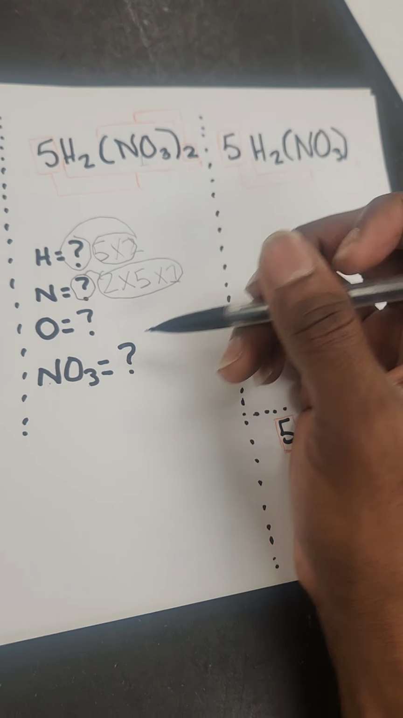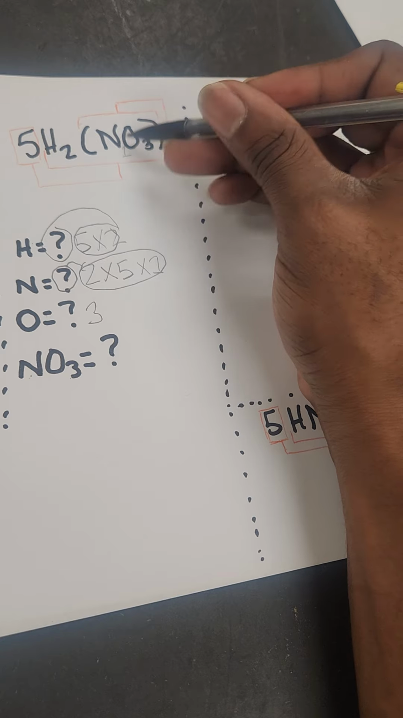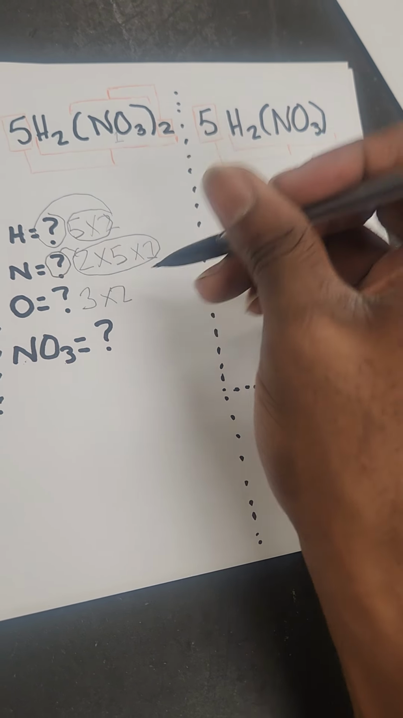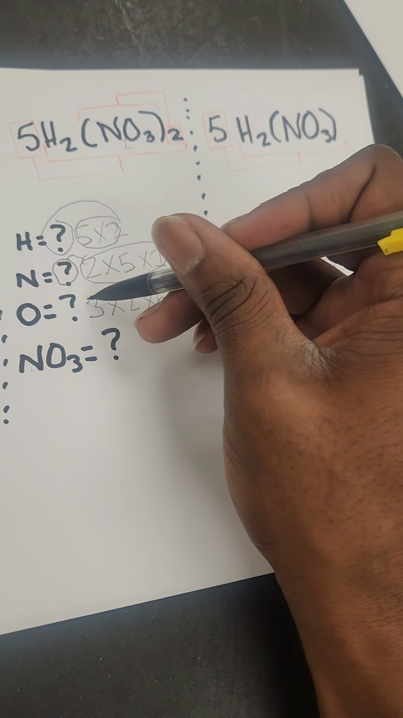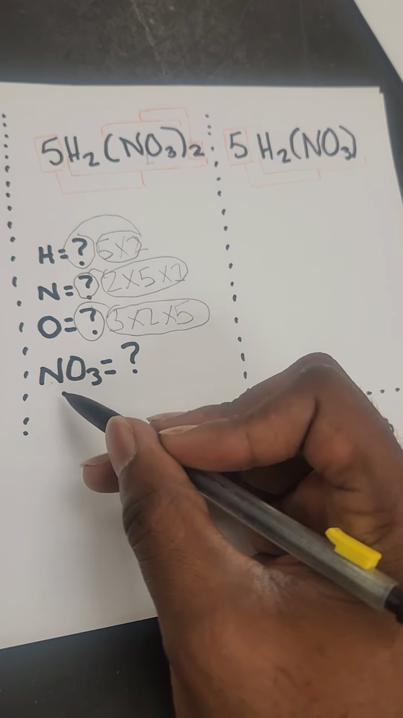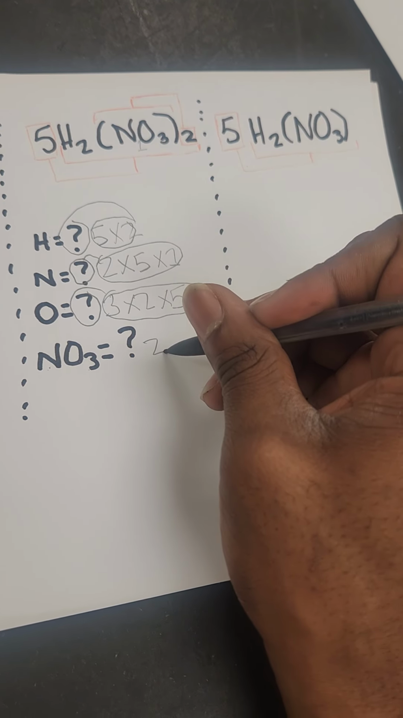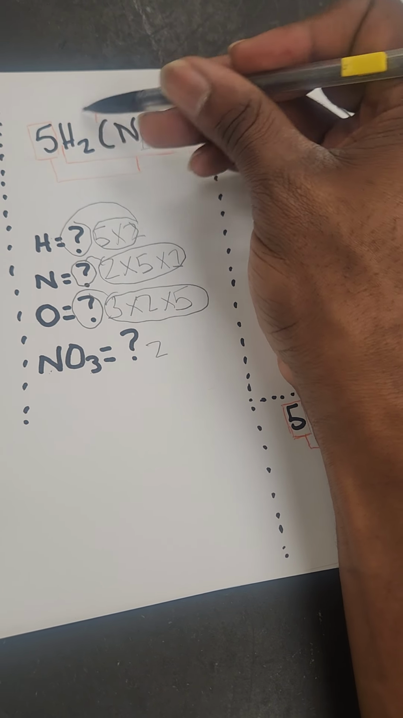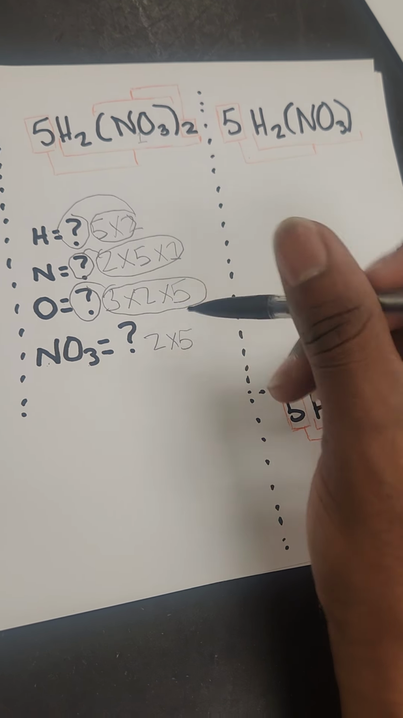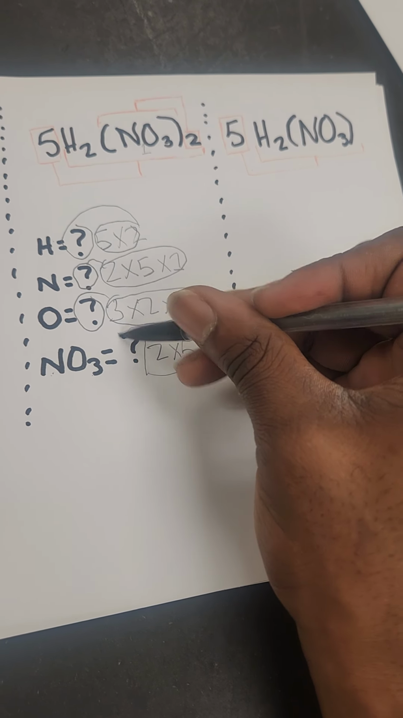For oxygen, we have 3, but then we have 2 of everything in the parentheses, so we have to multiply by 2. And again, we have the whole thing 5 times, so we multiply by 5. And that will give us oxygen. For NO3s, we have everything in here twice, so we have 2 NO3s in each compound, and again, we have 5 of the whole compound, so we still multiply by 5. That gives us the answer for NO3.